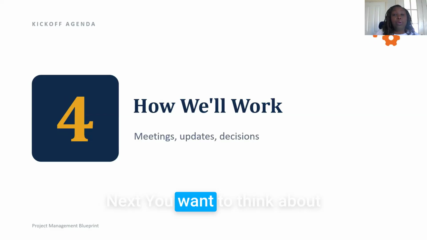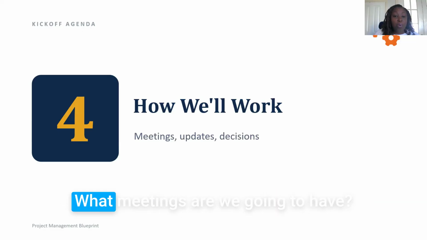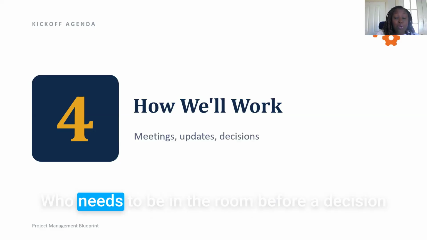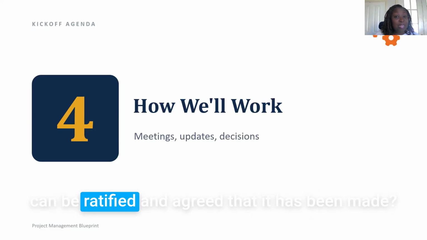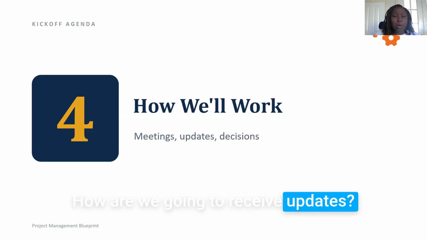Next, you want to think about how we will work together. What are going to be our ways of working? What meetings are we going to have? What's the frequency of the meetings? Who needs to be in the room before a decision can be ratified and agreed that it has been made? How are we going to receive updates?